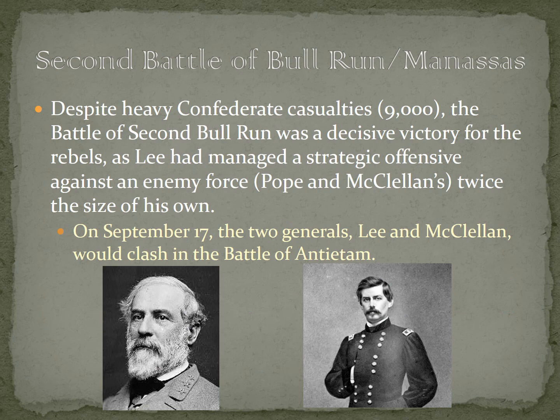It says, despite heavy Confederate casualties, 9,000, the Battle of Second Bull Run was a decisive victory for the rebels, as Lee, pictured below to the left, had managed a strategic offensive against an enemy force, Pope and McClellan, and you can see McClellan there to the right, twice the size of his own. It says, on September 17th, the two generals, Lee and McClellan, would clash at the Battle of Antietam.